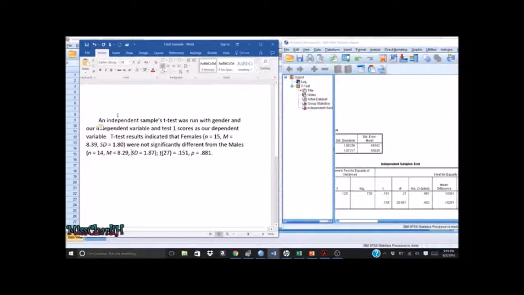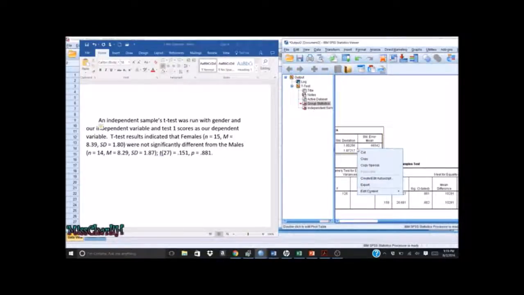This is a great way to say it. We've addressed what test we've run. We've discussed which the independent and dependent variables are. We've also said whether or not it is significant, and then we've shown our t-test for proof, or the numbers that show that it is not significant. That is not so bad.